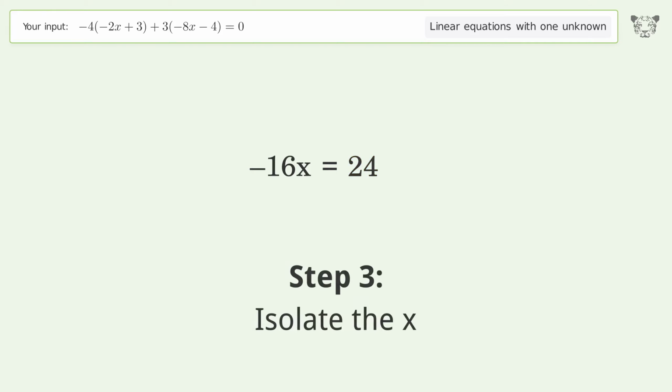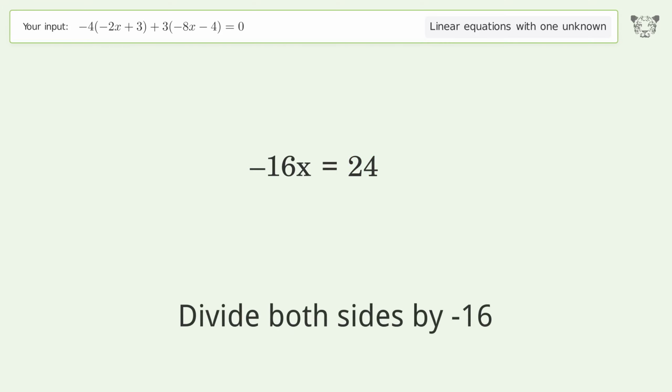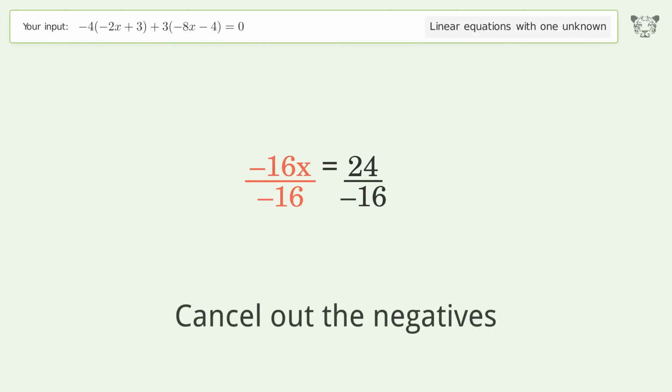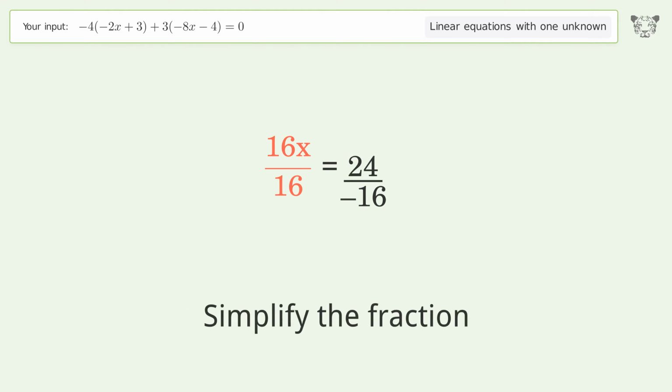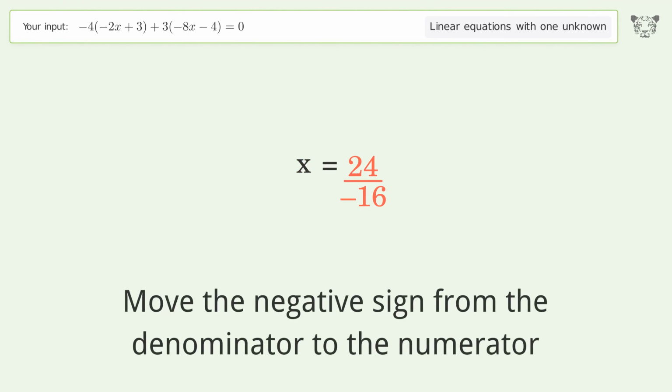Isolate the x. Divide both sides by -16. Cancel out the negatives. Simplify the fraction. Move the negative sign from the denominator to the numerator.